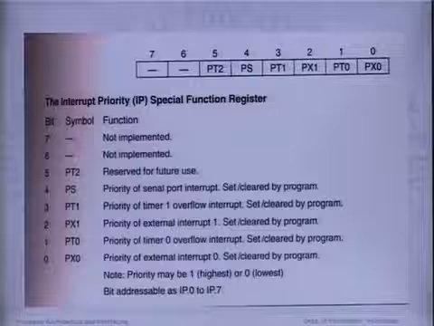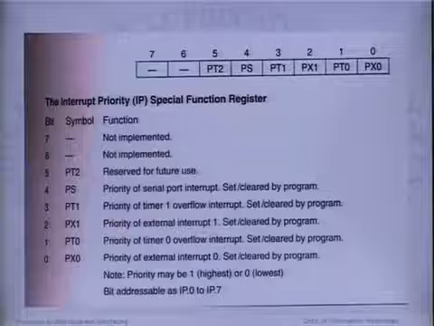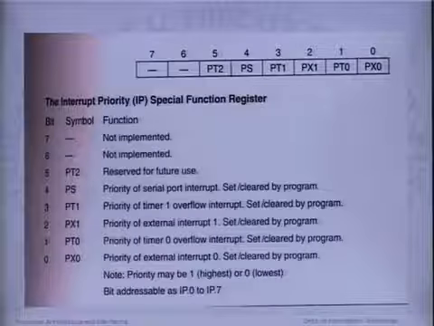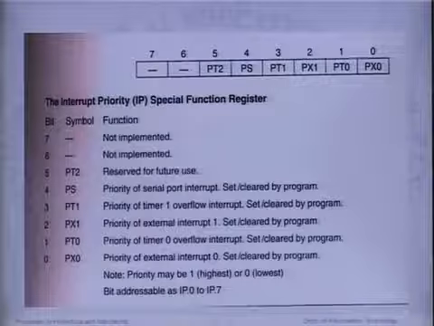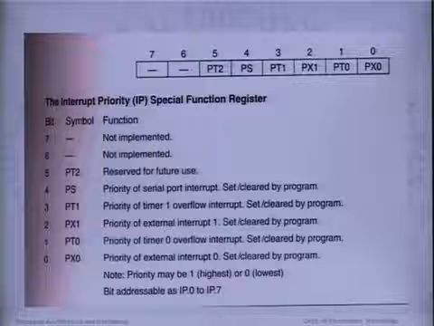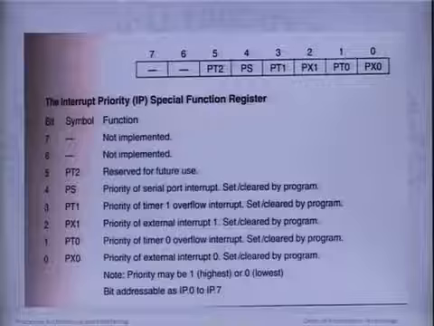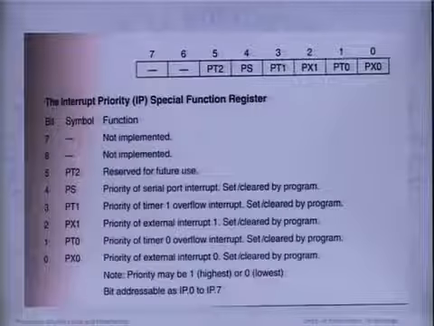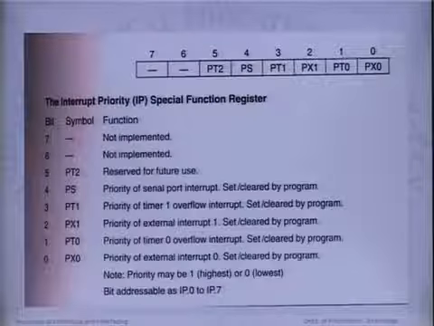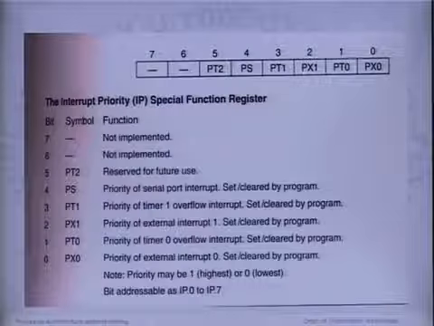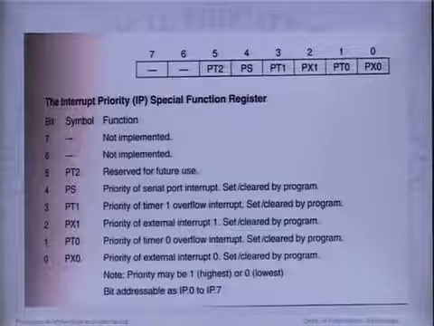The default priority for all the interrupts is in this way. Very first is I0, second is TF0, third is I1, fourth is TF1, and last is the serial, that is RI or TI. The meaning is that the external interrupt input INT0 bar has the highest priority, which is followed by the timer 0 internal interrupt, then the external interrupt 1, that is INT1 bar, then the timer 1 internal interrupt, and the lowest priority is assigned to the serial communication related interrupt.